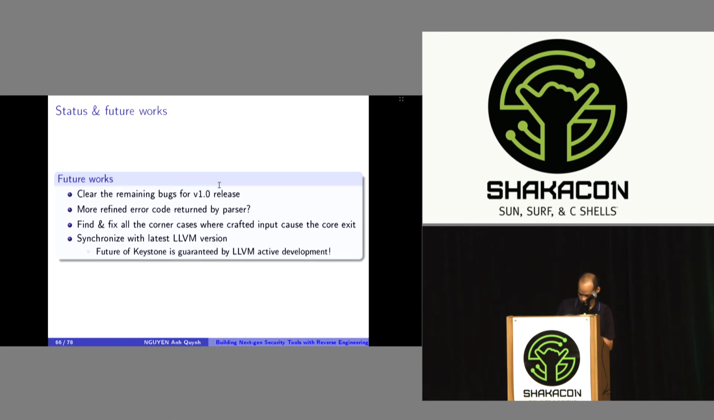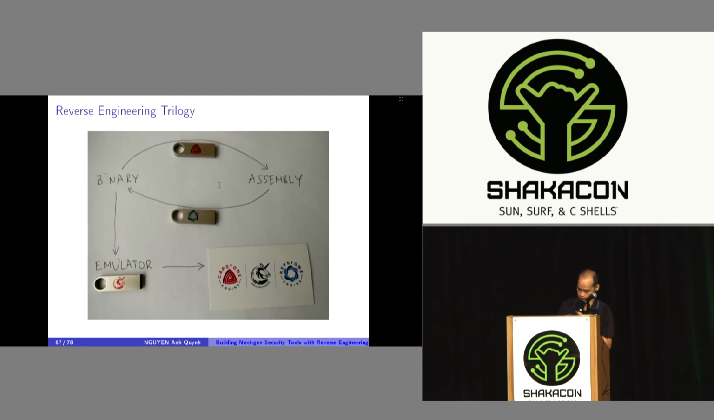Future works. I want to release the first stable version very soon, version 1.0. So here's the whole circle. You can see that given the binary, you can reverse the code back to assembly using Capstone. You can modify the assembly and compile it back to binary. And you can send the binary to the emulator to run it to understand what is going on in the code.